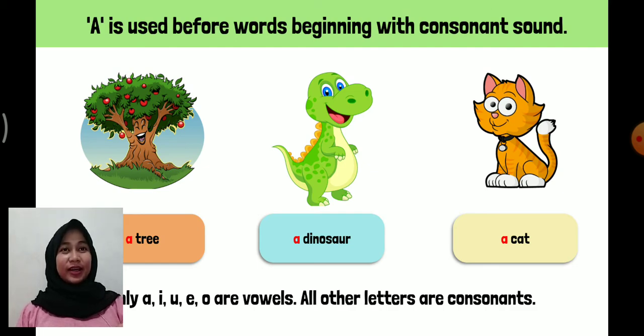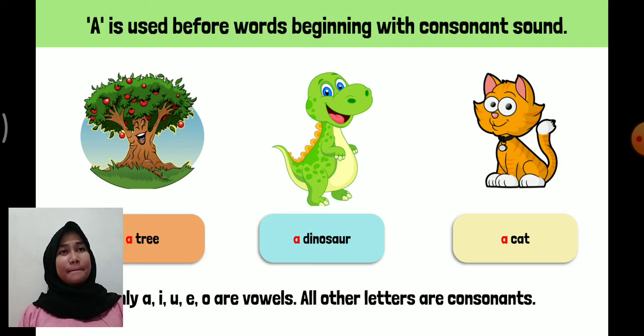And then the second example is a dinosaur, which means one dinosaur. It starts with the sound of D, which is a consonant, so we use a. And then the last is a cat, which means one cat. Here, C is a consonant, so we use a to talk about one cat.